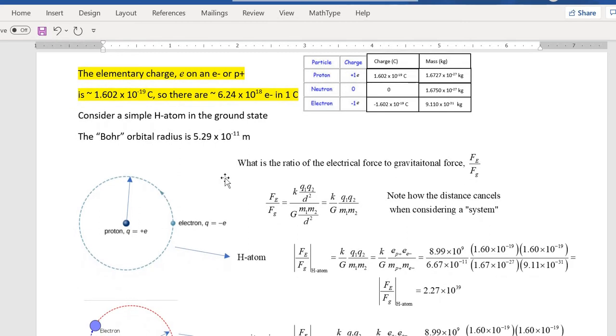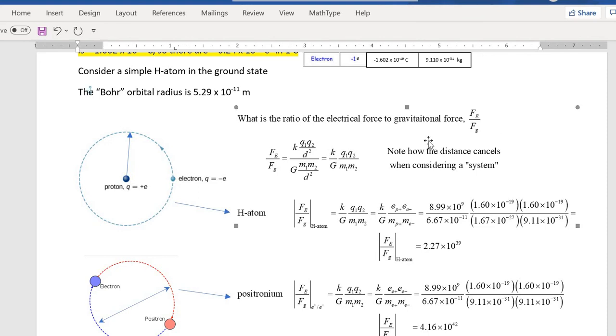Let's pick a system such as hydrogen. That's a simple system. So consider the simple hydrogen atom in the ground state. Now, the Bohr model, which is not very accurate, was historically the first understanding of atoms that we had. The Bohr atom would state that the electron goes in an orbit about the proton. Here's the electron going in an orbit, kind of like a planetary system, and the proton's at the center.